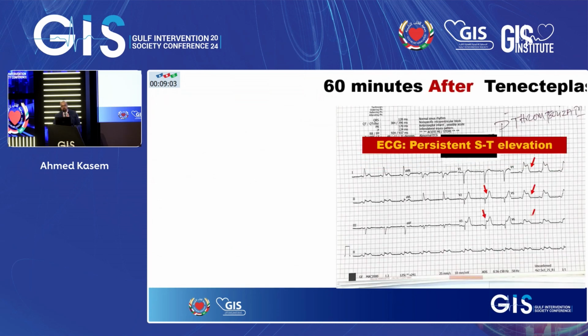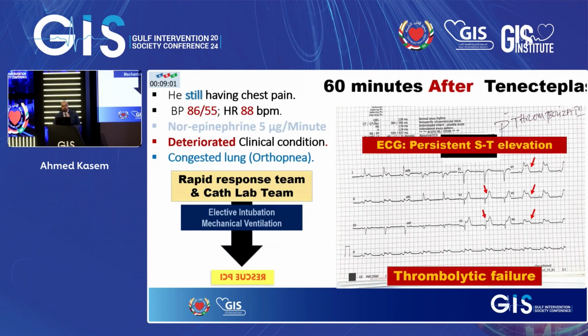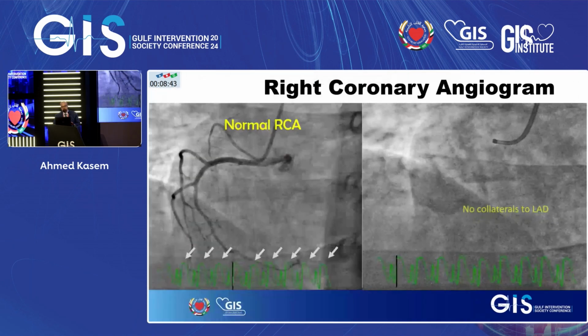But 1 hour later, the patient was still having chest pain, hypotension, persistent ST segment elevation, and congestion with orthopnea. So we discussed the case with the ER team, rapid response team, and cath lab team, and we decided to make elective intubation and mechanical ventilation for taking the patient to the cath lab for rescue PCI.